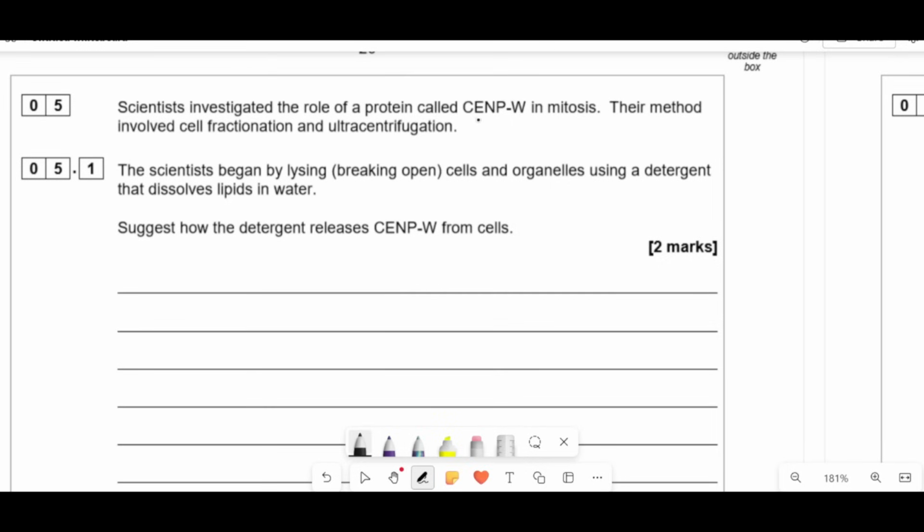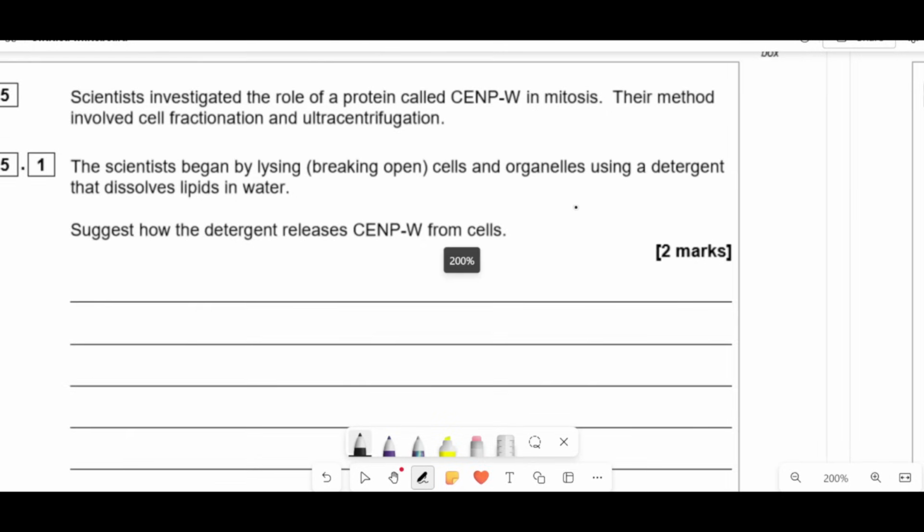So scientists investigated the role of a protein called this in mitosis. They involved doing cell fractionation, which is separating debris and all that kind of rubbish and breaking them into chunks, and ultracentrifugation, which is where you're spinning it at high speeds and separating things based on how dense and how heavy they are, whether they settle at the bottom or not. The scientists began by lysing, breaking open cells and organelles, using a detergent that dissolves lipids in water.